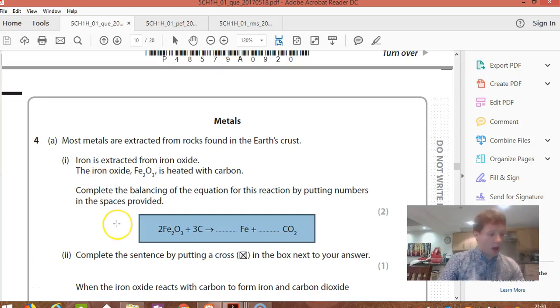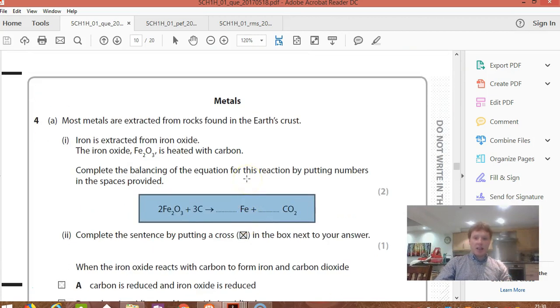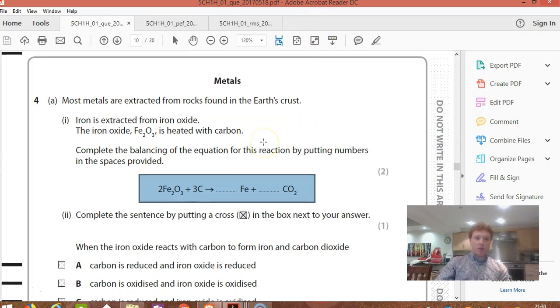Hello, I am going to finish off the Edexcel Chemistry Paper Unit 1 Higher for 2017. So we're on question 4. We got to question 4. So, question 4a, part 1.